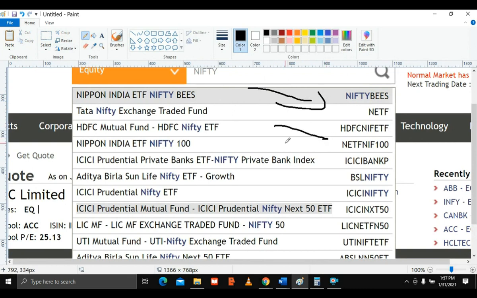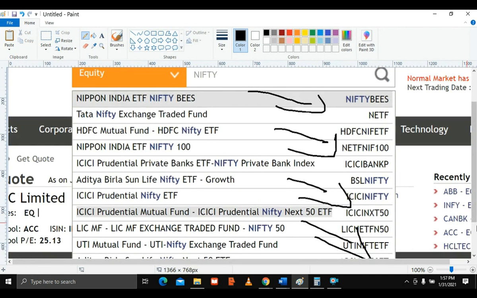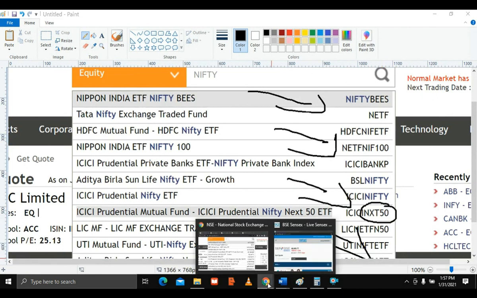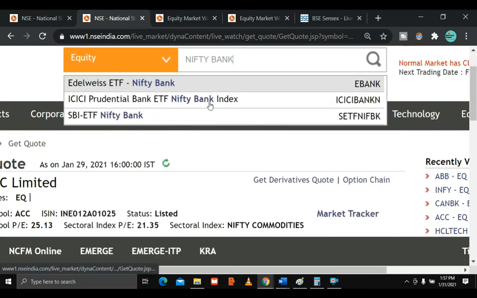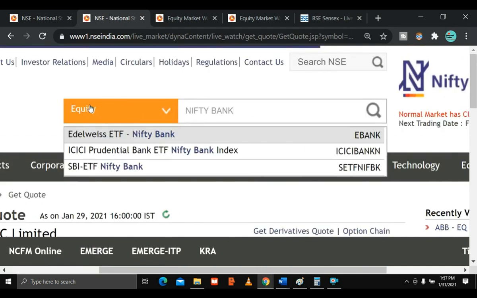Look at this. Can you see any Nifty over there? No Nifty 50, anything can you see? No. Next 50, all those things I'm not interested in. I'm interested only in Nifty. Nifty is not there. That is the one thing. And if I type, for example, Nifty Bank, can you see Nifty Bank on the right side again? No. Right? Then where am I typing? In equity, right?